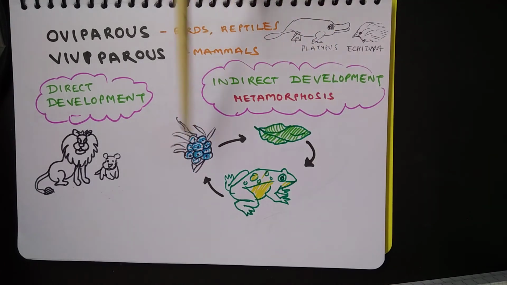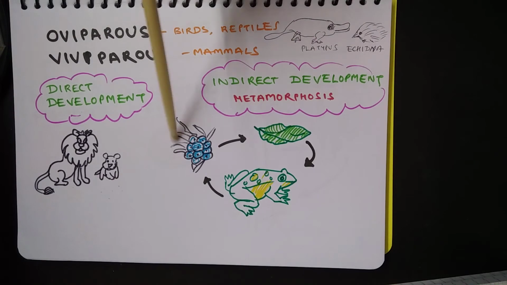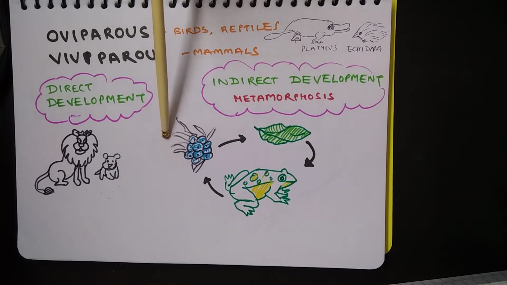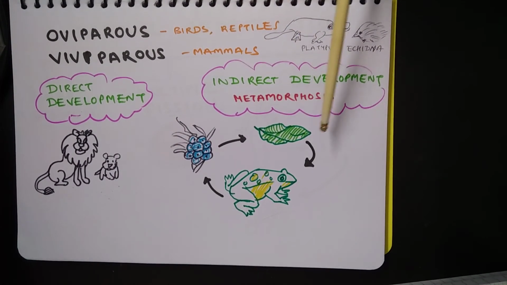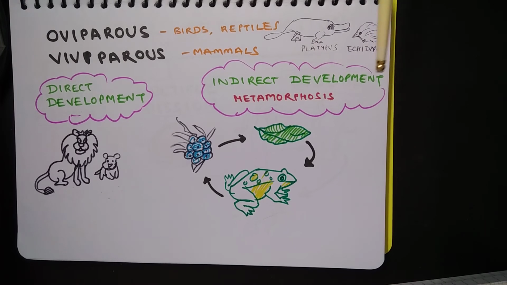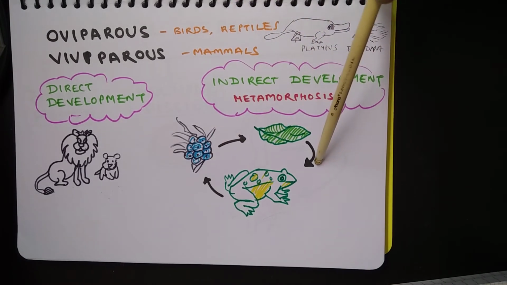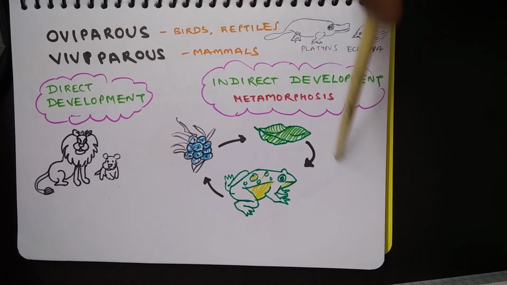This example shows various stages of life cycle of a frog. So these are the eggs of frog, and these eggs develop into tadpole. Tadpole looks like fish-like structure with a long tail, and after the tadpole undergoes metamorphosis, it becomes an adult frog.